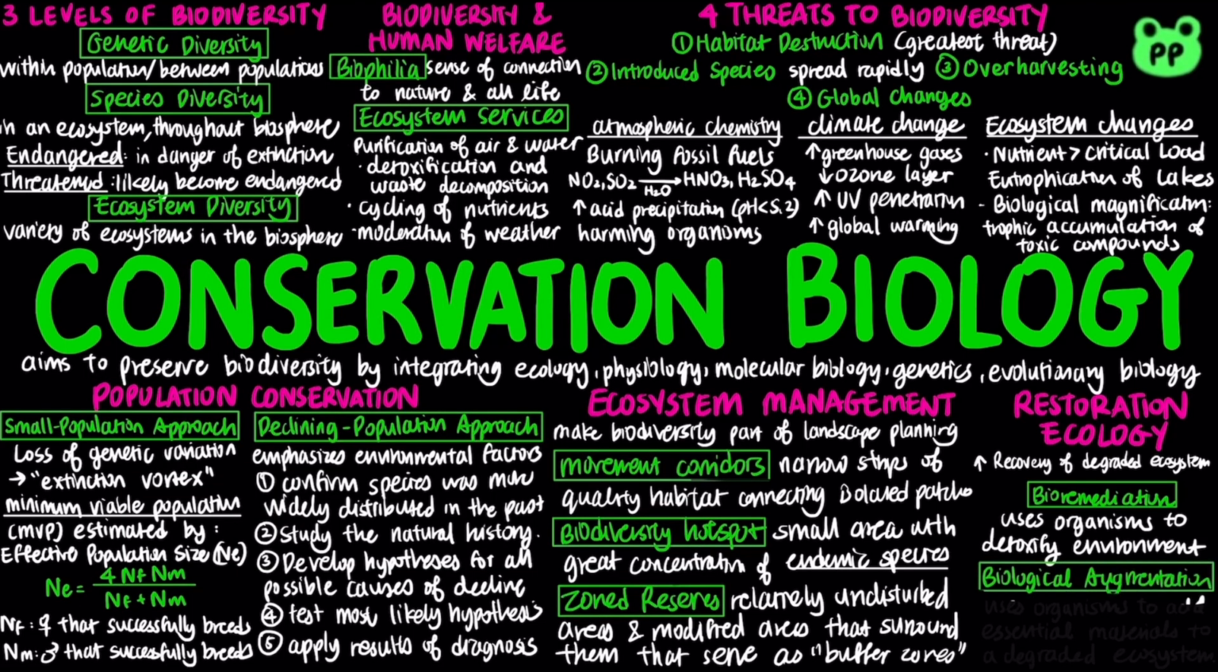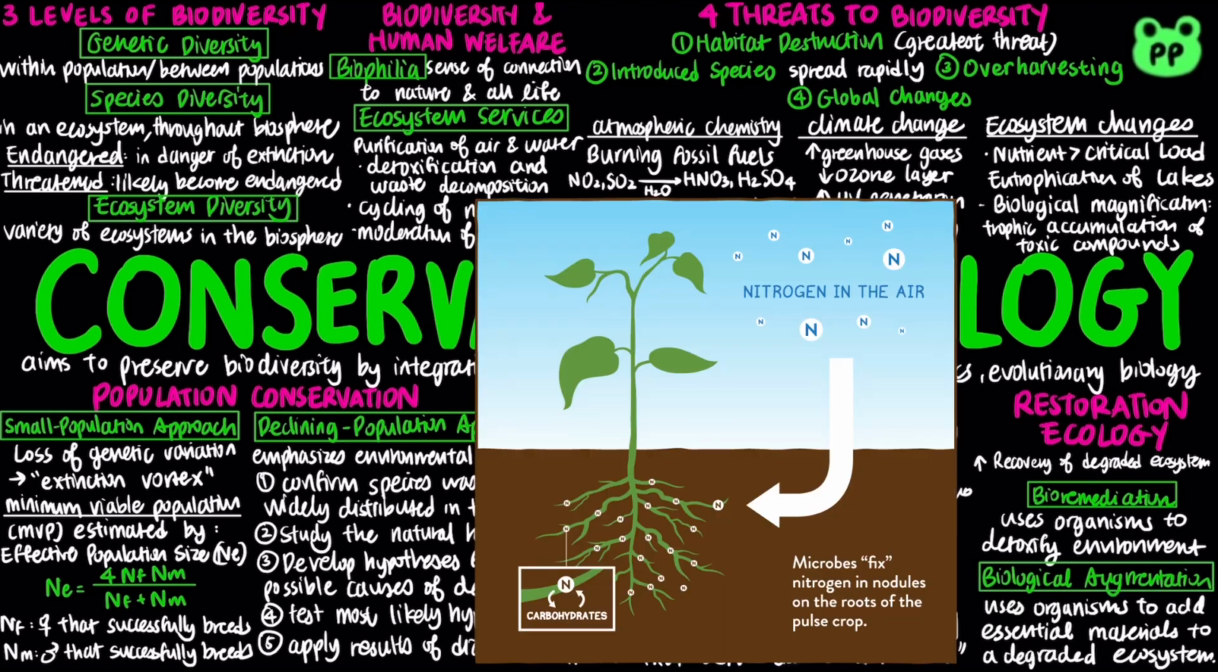Biological augmentation uses organisms to add essential materials to a degraded ecosystem. For example, nitrogen-fixing plants can increase the available nitrogen in soil.